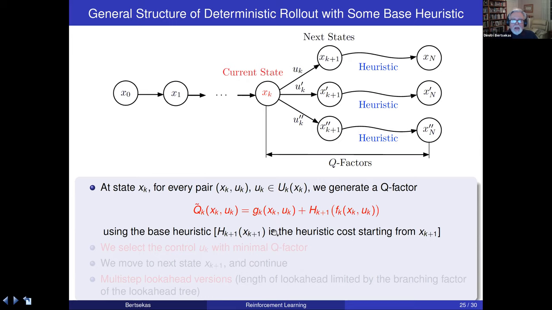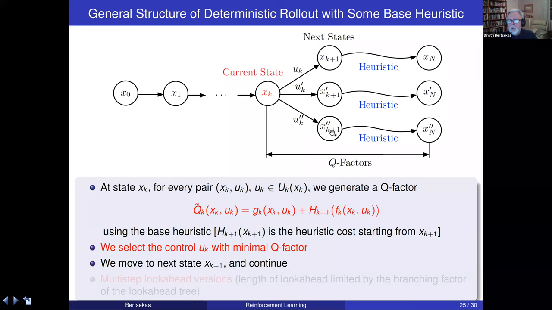So we are at xk. We consider all possible controls. We calculate all the corresponding Q factors by running the heuristic from each one of these next states. And then we select the control that has the minimum Q factor. That's the rollout algorithm. After we do this selection, we move to a next state, one of these three here in this figure, and we continue. We generate all the possible controls. We run the heuristic from the endpoint of each one of these controls, choose the one that gives the best Q factor, go to the next state, and continue up until the end.